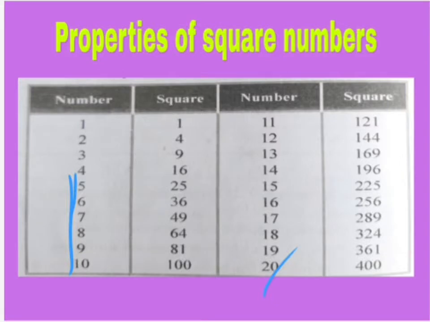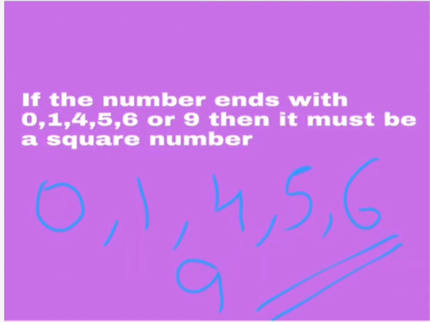You can check here also. Whatever numbers we squared from 1 to 20, in the unit places of all the square numbers you have either 1, 4, 9, 6, 5 or 0. You have those numbers only. Other than these, you are not getting any other number in the unit place of a square number, isn't it? So that is the first property of the square number.